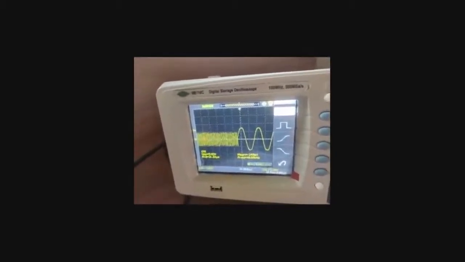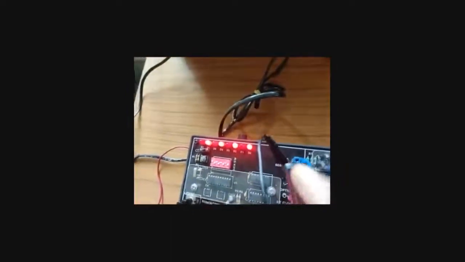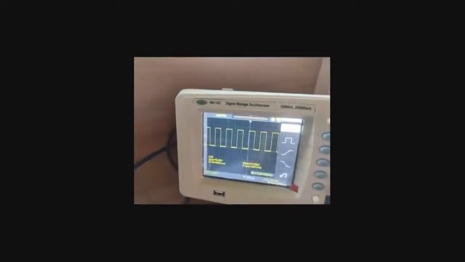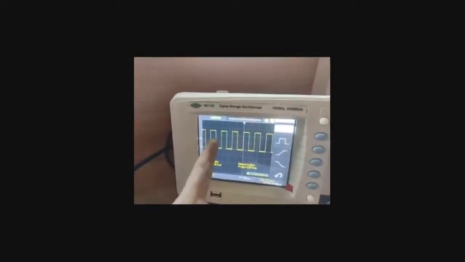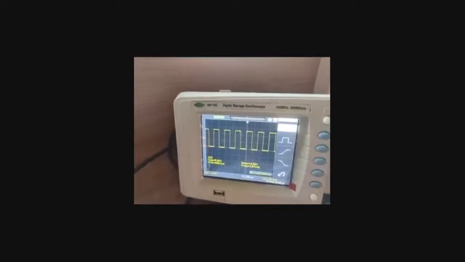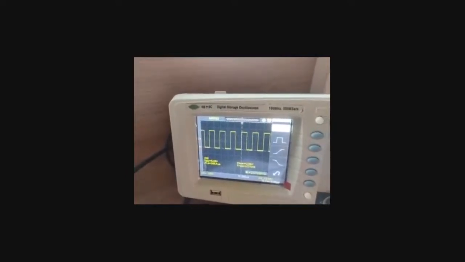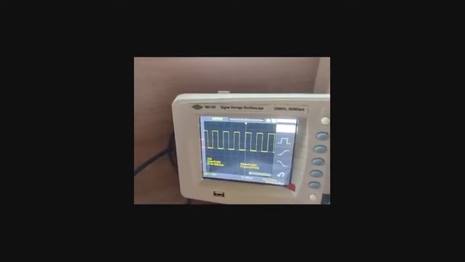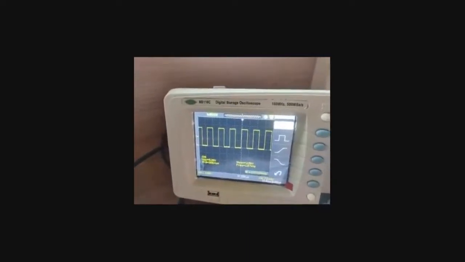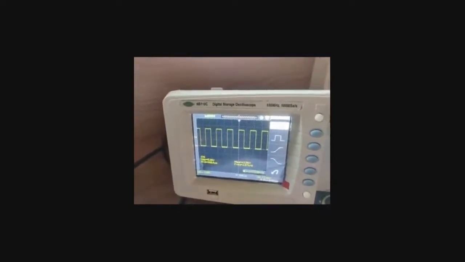So here at the serial output we can observe the input signal. This is the input signal, and when it comes 1 the number of cycles increases, when it comes 0 the number of cycles decreases. As per that we get our FSK modulated signal.